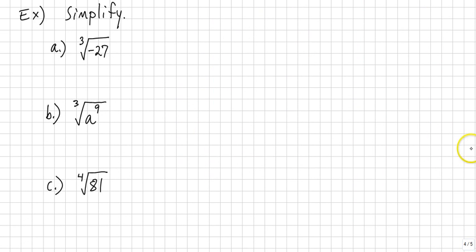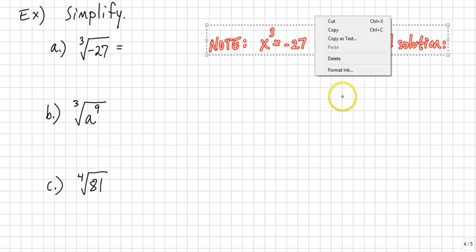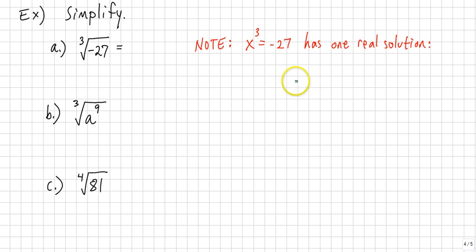So for the cube root of negative 27, there's only one real number that when cubed is negative 27. How are you supposed to figure this out? Well, remember, we're doing a cube root, so we want to know what number cubed is negative 27. And it only has one real solution, and that's x equals negative 3. If I take negative 3 and cube it, I get negative 27. So the cube root of negative 27, there's only one real number for that, and it's negative 3.